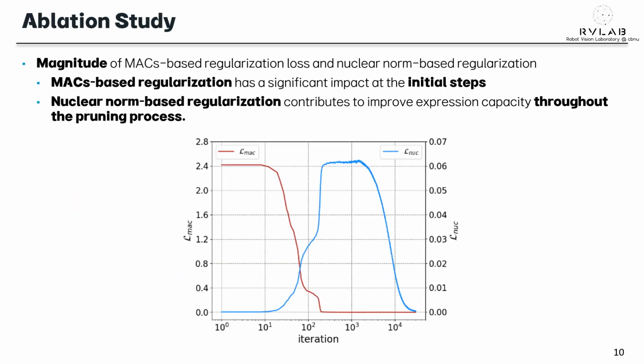Next up is the ablation study. The following experiment shows the impact of our proposed regularization loss. In the following graph, you can see the size of the MAC-based regularization loss and the nuclear norm-based regularization loss during pruning. The MAC-based regularization loss is large at the beginning of the pruning to compress the network, and then the nuclear norm-based regularization loss contributes to improving expression capacity.